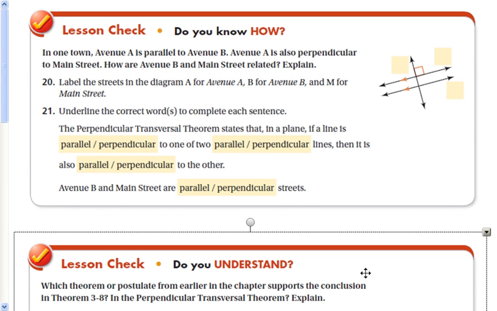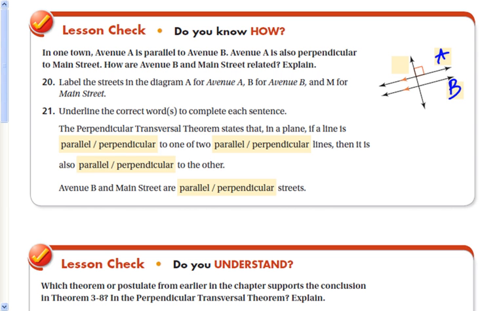All right, lesson check. In one town, Avenue A is parallel to Avenue B. Avenue A is also perpendicular to Main Street. How are Avenue B and Main Street related? Explain. So if we label the streets in the diagram A for Avenue A, B for Avenue B, and M for Main Street, we would get a diagram that looks like this.